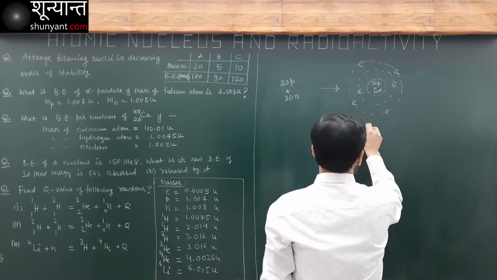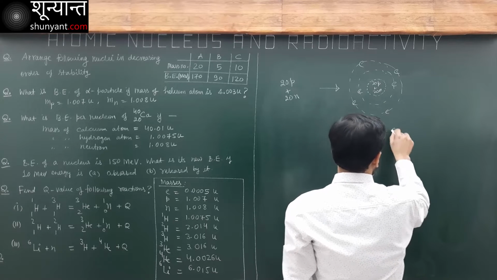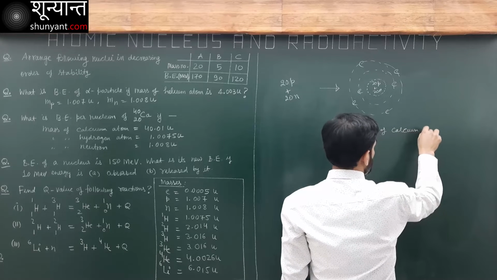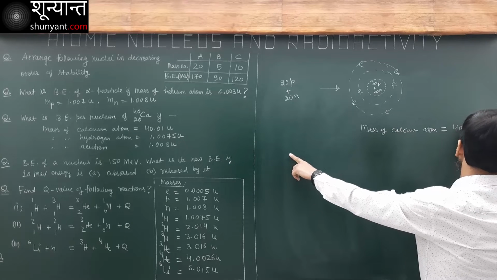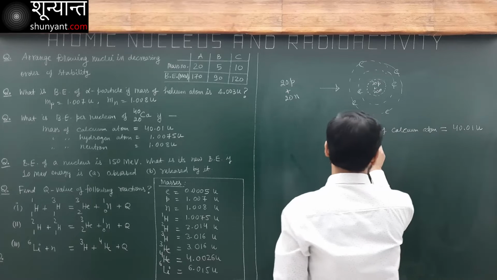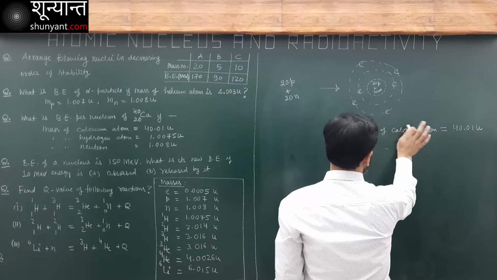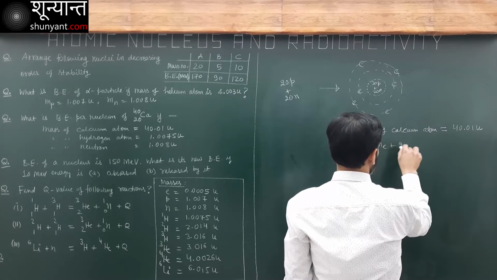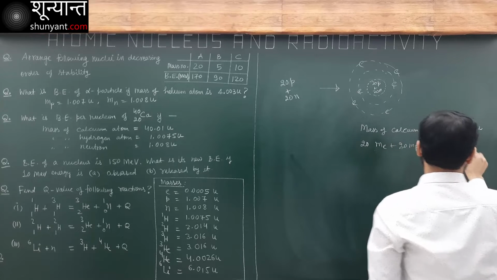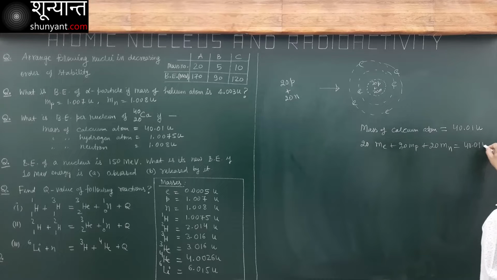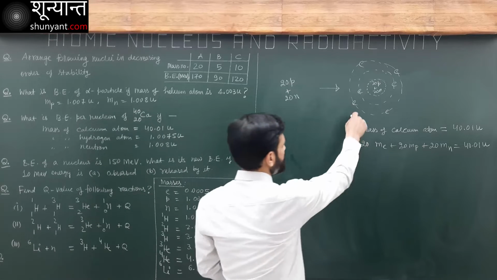Okay, so here I have mass of calcium atom. It is given, 40.01 U. That means 20 times mass of electron plus 20 times mass of proton plus 20 times mass of neutron is equal to 40.01 U. This is given. This is mass of calcium atom.